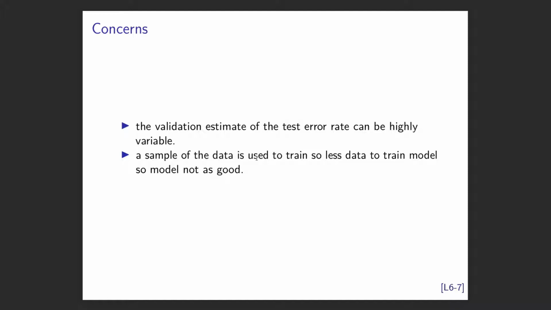So what are the concerns? The validation estimate of the test error can be highly variable. Fine. So if you just do a single one, there's always this problem. Unfortunately, in this method, there's always data you put aside. More data means better estimates. You're always going to end up with this problem that you're putting stuff aside, purposefully dropping information. So your method is never going to fit as well as if you used all the data.